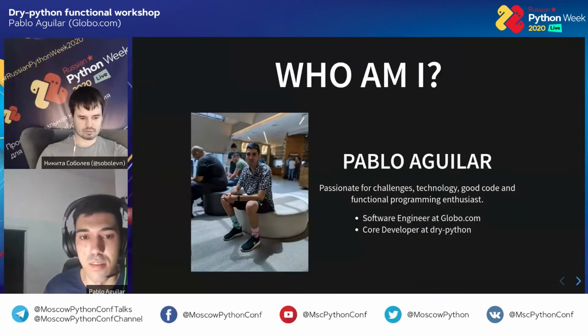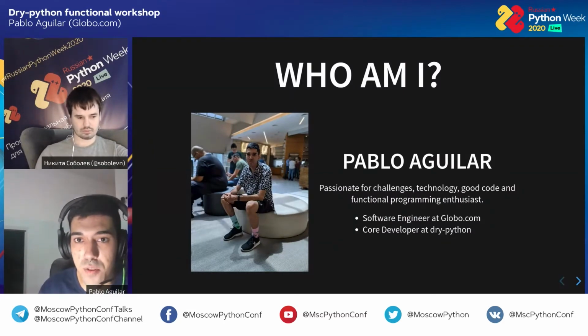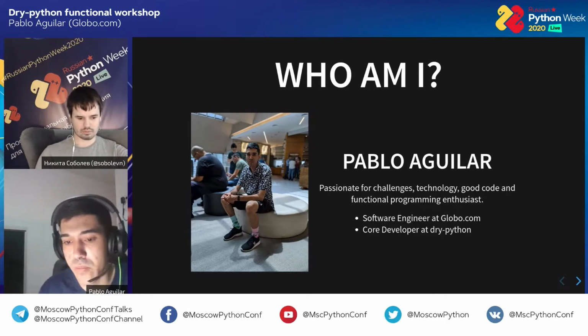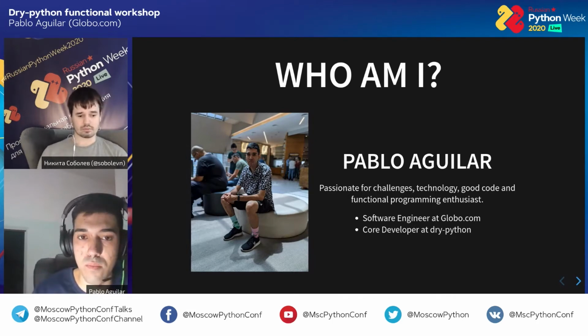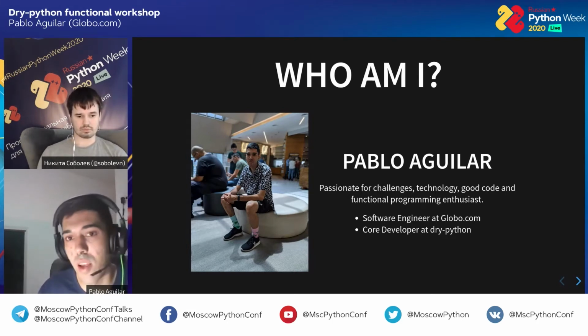Before we move on to the content, let me introduce myself. A quick introduction. My name is Pablo Aguilar. I'm from Brazil. Currently, I'm a software engineer at globe.com. And as Nikita said, I'm one of the Dry Python core developers. Dry Python is an open source organization that provides a set of libraries to help us write better code. And I will show one of the libraries we provide.